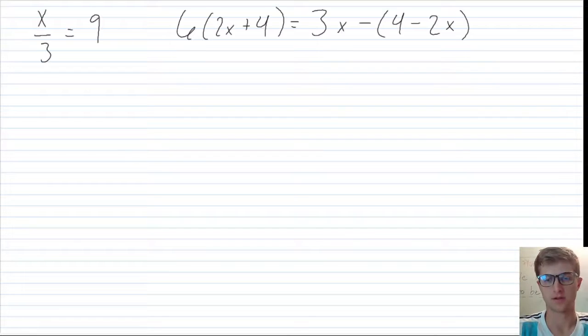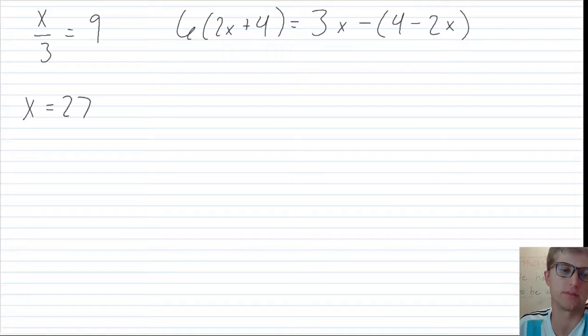What am I doing? Evens? All right, speed round. X divided by 3 equals 9. Let's ask the question, what number divided by 3 equals 9? 27. Or if you want to do it the other way, the opposite of dividing by 3 is multiplying by 3. What we do to one side, we'll do to the other. Left with x, 3 times 9 is 27.